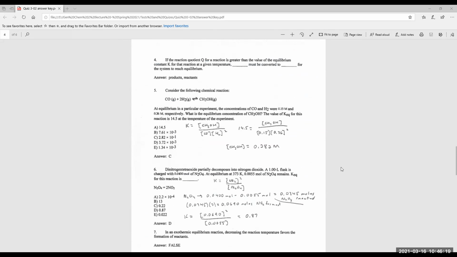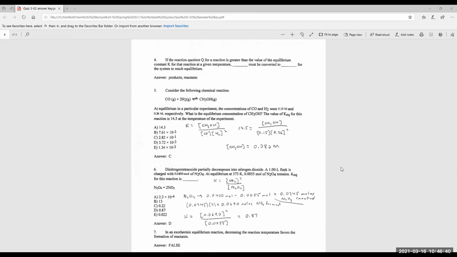Okay, so number 4: if the reaction quotient for a reaction is greater than the value of the equilibrium constant for that reaction at a given temperature, what needs to happen? Well, products must be converted to reactants for the system to reach equilibrium.